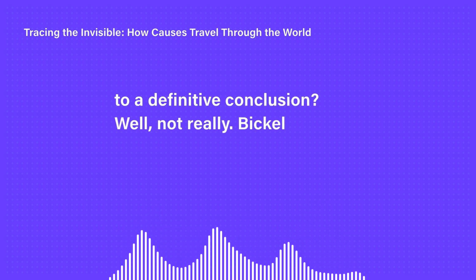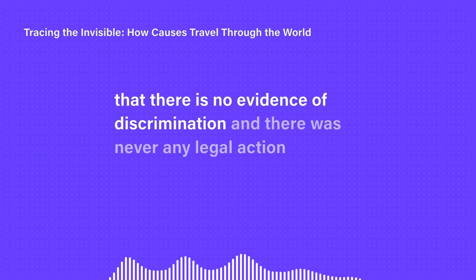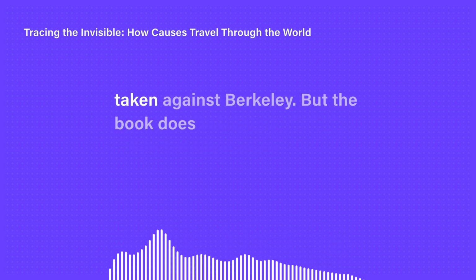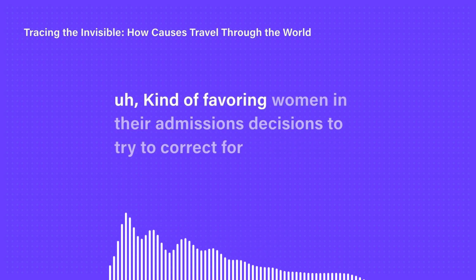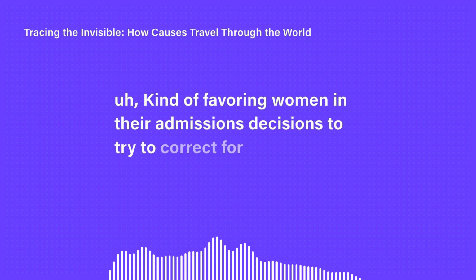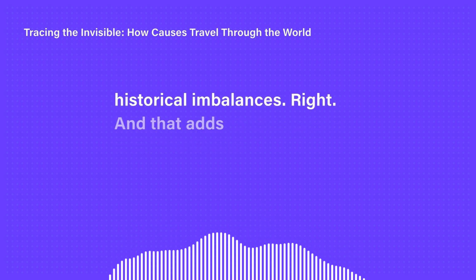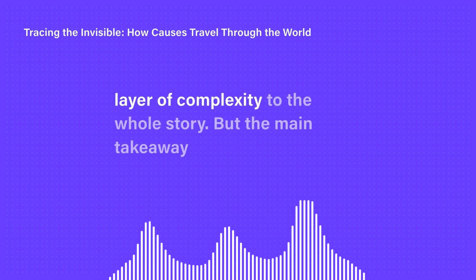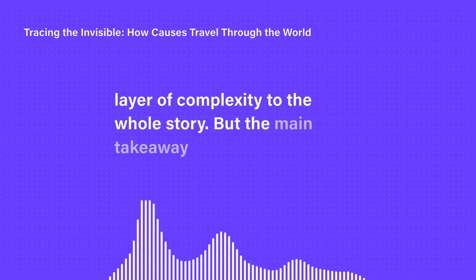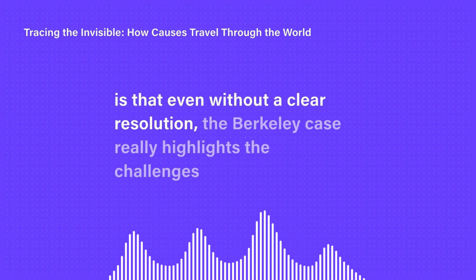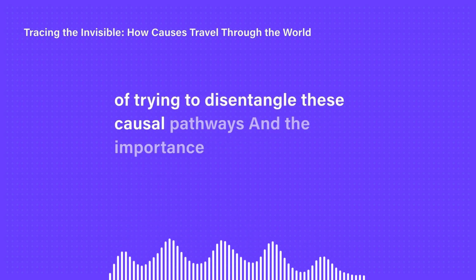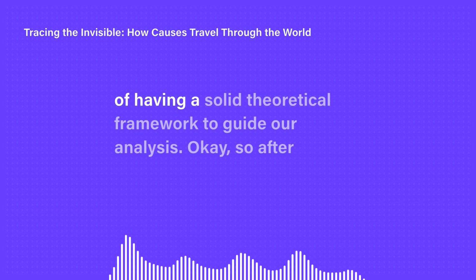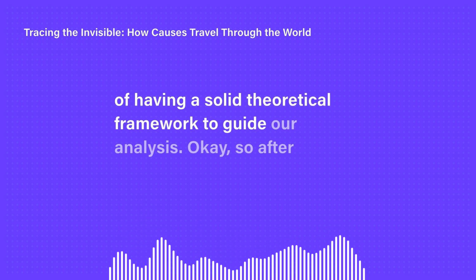Well, not really. Bickel and Hammel maintain that there is no evidence of discrimination and there was never any legal action taken against Berkeley. But the book does mention that there was some evidence suggesting that some departments might have been kind of favoring women in their admissions decisions to try to correct for historical imbalances. Right. And that adds another layer of complexity to the whole story. But the main takeaway is that even without a clear resolution, the Berkeley case really highlights the challenges of trying to disentangle these causal pathways and the importance of having a solid theoretical framework to guide our analysis.